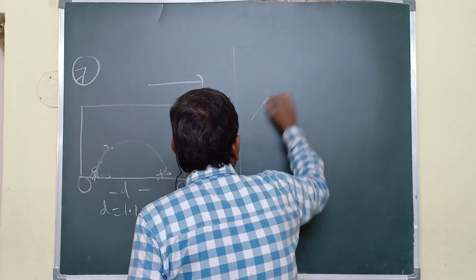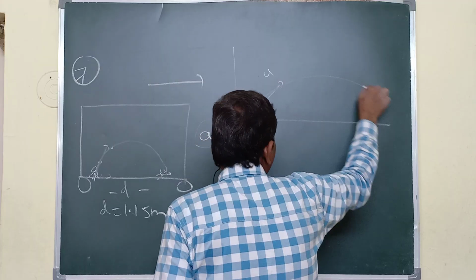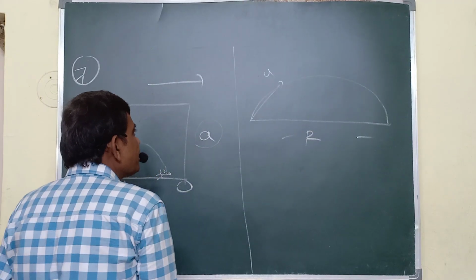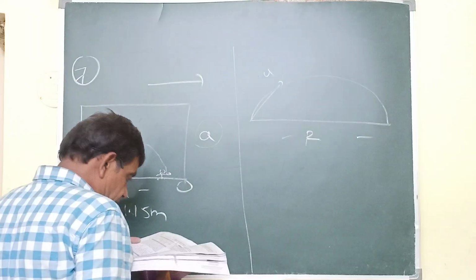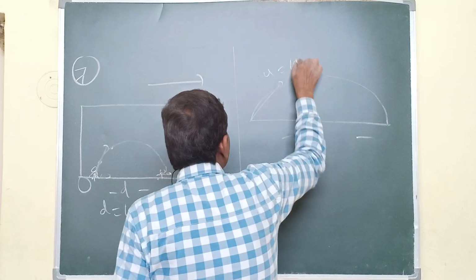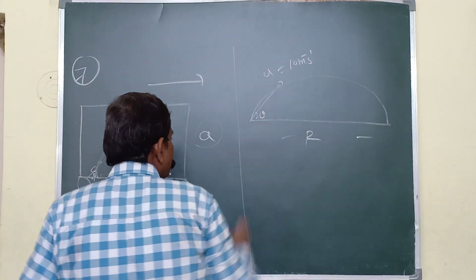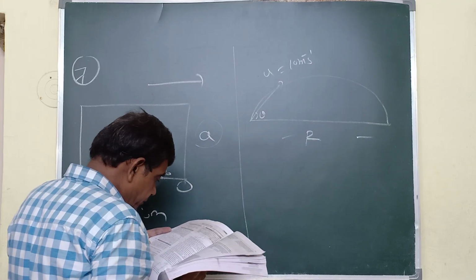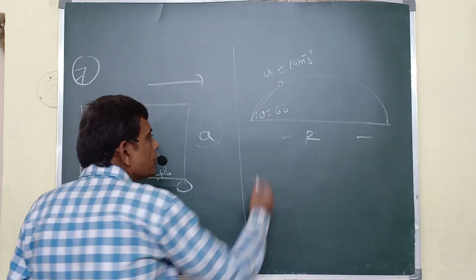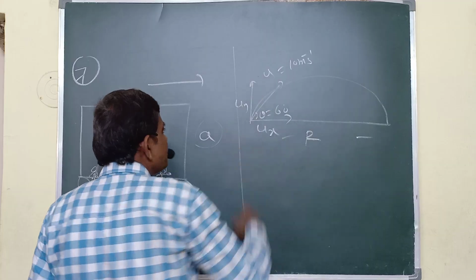So the ball is projected like this with some velocity u, making some angle theta. In this way the ball reaches here, and this is called the range. Here the initial velocity of the ball is 10 meters per second, and the angle theta equals 60 degrees. So I am taking ux and also uy: this is the x component and this is the y component.